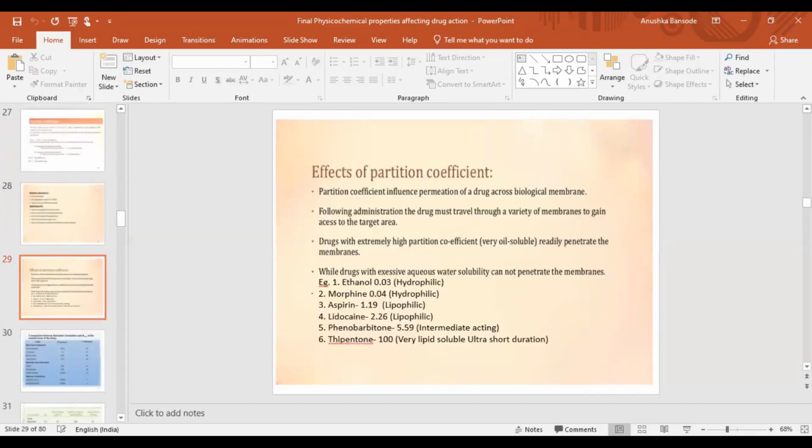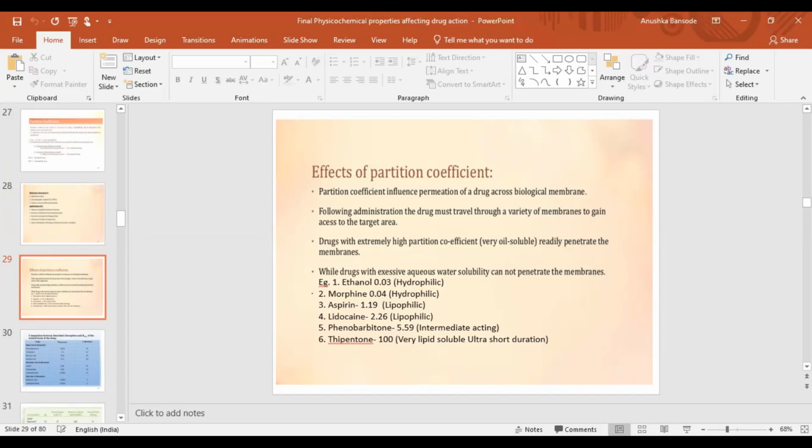Now, the partition coefficient influences permeation of a drug across biological membranes. Following administration, the drug must travel through a variety of membranes to gain access to the target areas. So drugs with extremely high partition coefficients readily penetrate the membranes, while drugs with excessive aqueous solubility cannot penetrate the membrane. So here are the values which are being given, with examples.